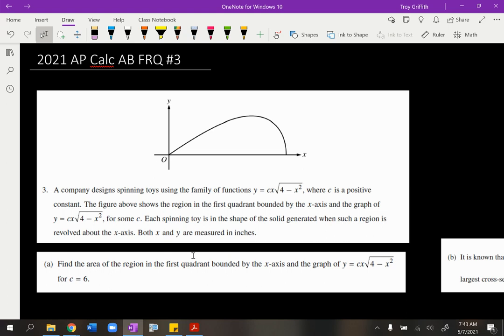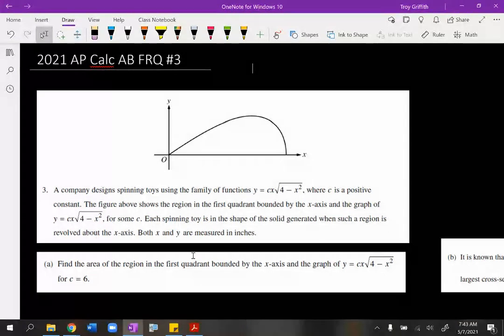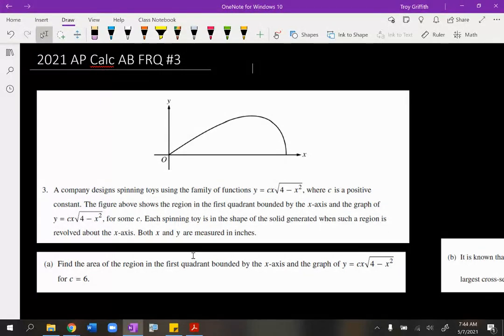It says a company designs spinning toys using the family of functions y equals c times x times the square root of 4 minus x squared, where c is a positive constant. The figure above shows the region in the first quadrant bounded by the x-axis and the graph of that function for some value c. It says each spinning toy is in the shape of the solid generated when such a region is revolved about the x-axis. Both x and y are measured in inches.